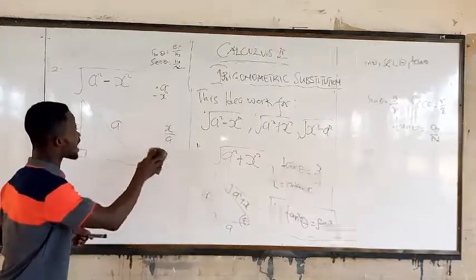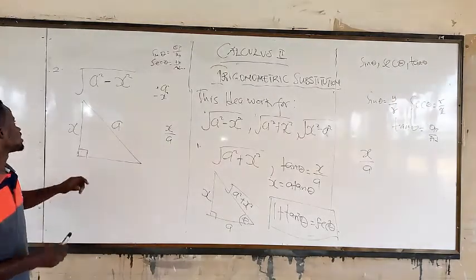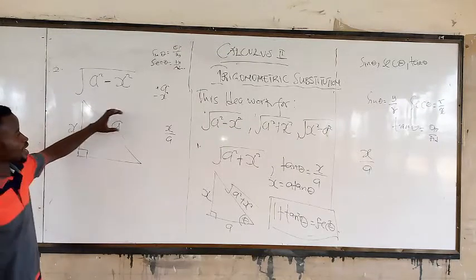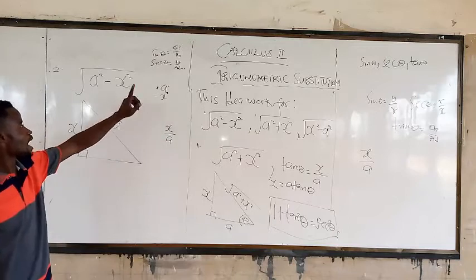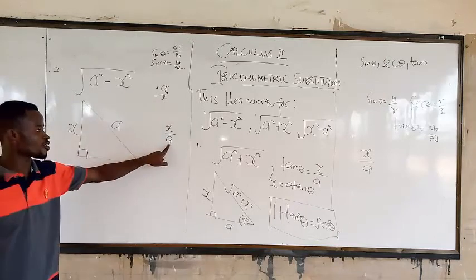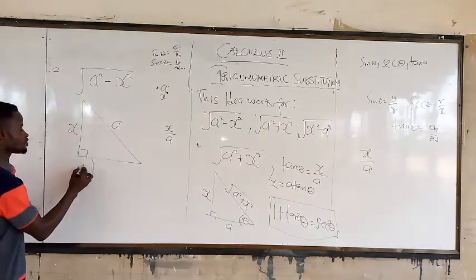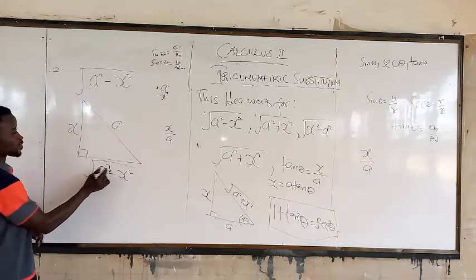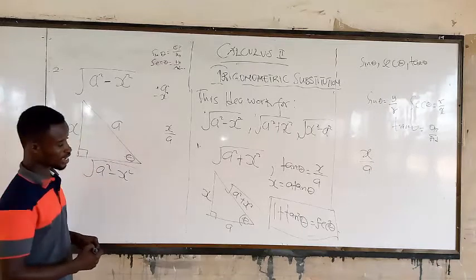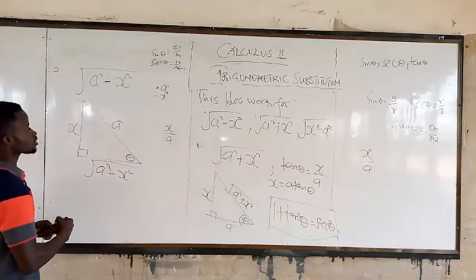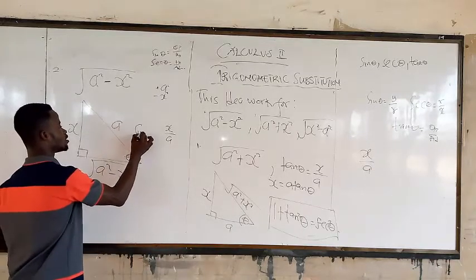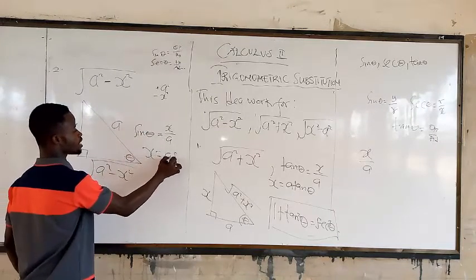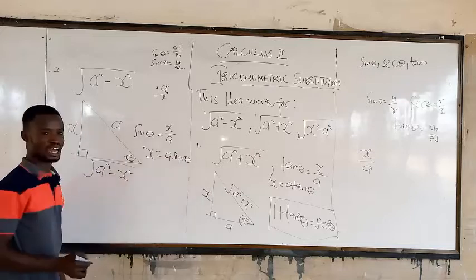So sin theta will represent the opposite. So we get the variable, and the hypotenuse is this, and that is correct. So definitely the other side will be the square root of a squared minus x squared, and that is what we have here. The angle is tan theta. So here we say that sin theta is equal to this, so x will be equal to a sin theta.